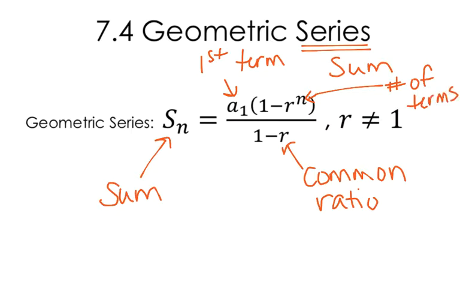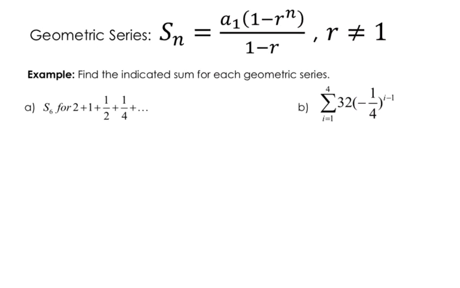Alright, one thing kind of important to note is that our common ratio is not going to be 1. If it's 1, then the numbers are never going to change. So, let's try some of these. Alright, so the formula is still up there. We need to know what a sub 1 is first, and that's always the first number in the list, so you'll see that right here. That's 2, so a sub 1 is 2.